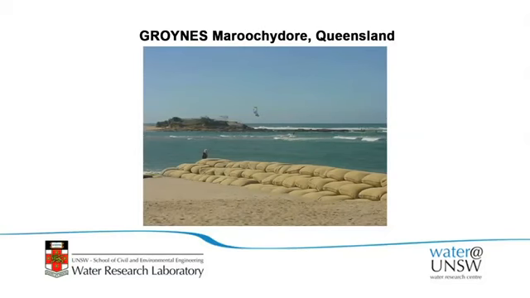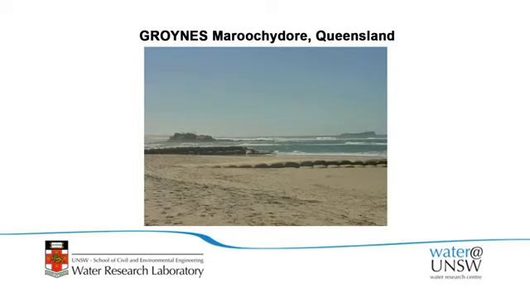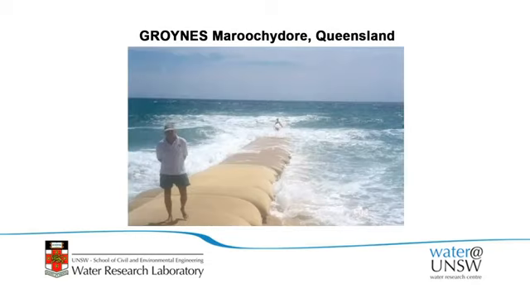A little bit of talk about groins. So I've finished on revetments for the moment. A little bit of a talk about alternatives. The other primary use of geotextile container structures is for groins. So not far from here, Maroochydore up on the Sunshine Coast is an example.